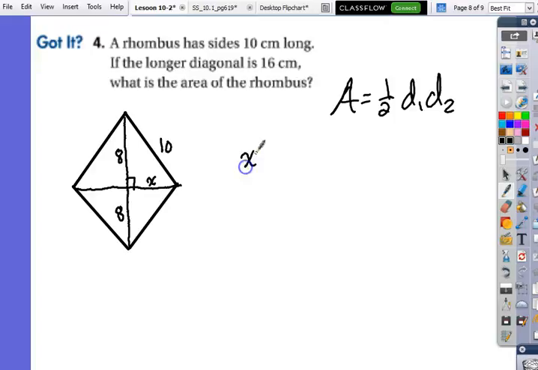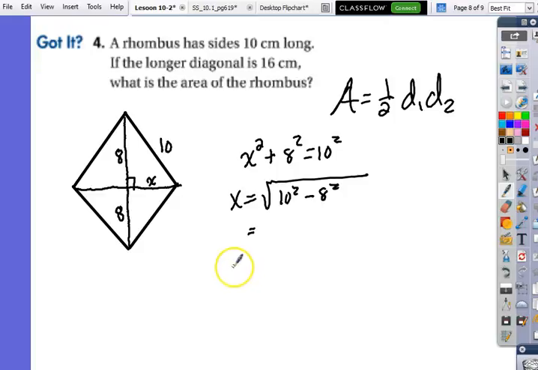If you remember your Pythagorean triples, you should know that x is what? 6. If you don't, you can do x squared plus 8 squared equals 10 squared, and x would equal the square root of 10 squared minus 8 squared, which is 100 minus 64, which is 36, and the square root of 36 is 6. Okay, so I now know that x is 6.